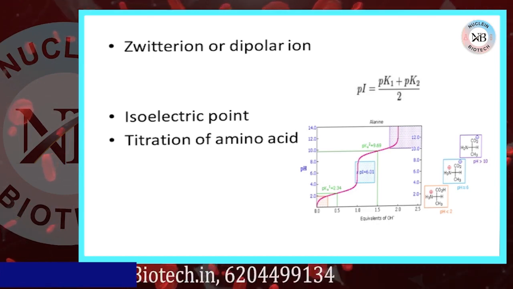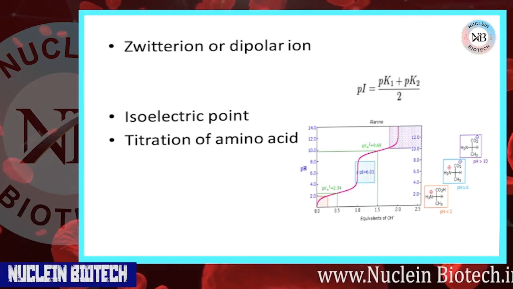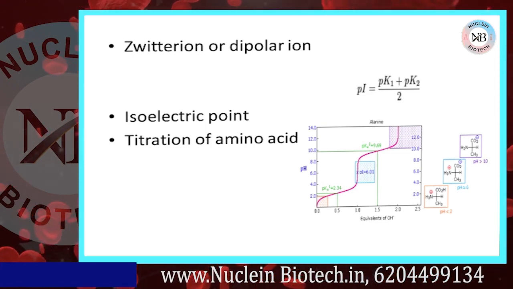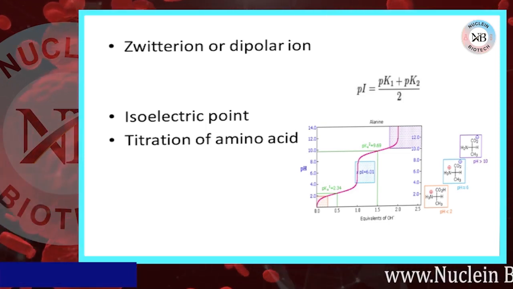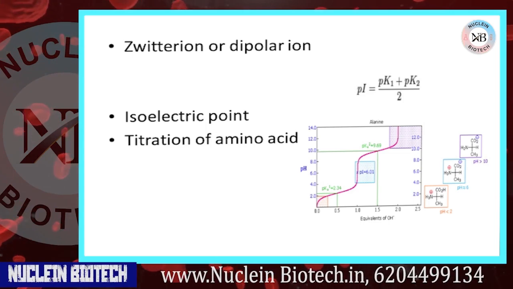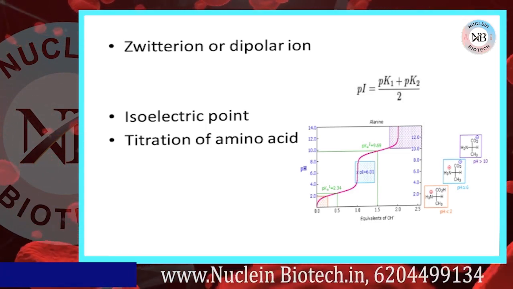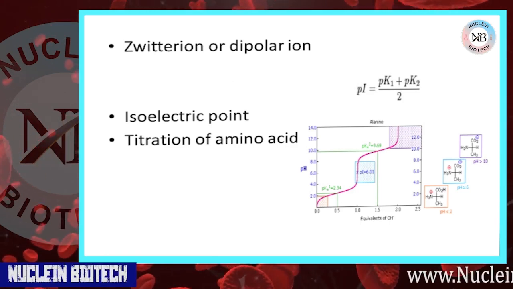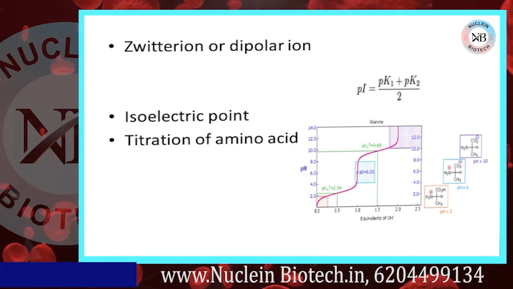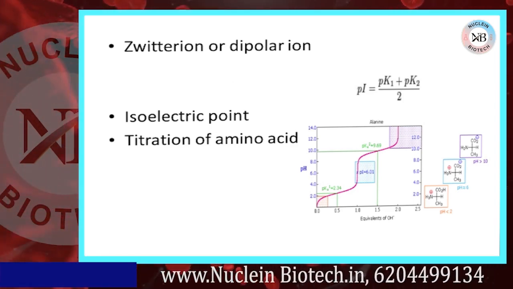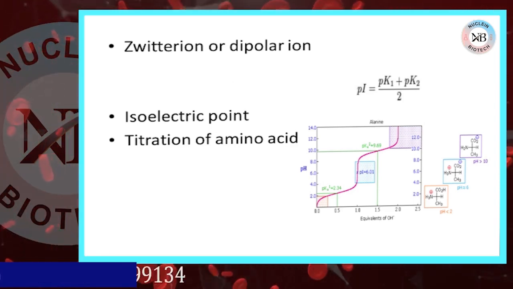Now, this is a graphical representation of leucine. At low pH, leucine exists in fully protonated form as cation. As the titration proceeds with NaOH, leucine loses its protons, and at isoelectric pH it becomes a Zwitter ion. Further titration results in the formation of the anionic form of leucine.